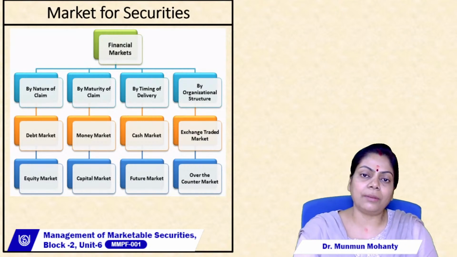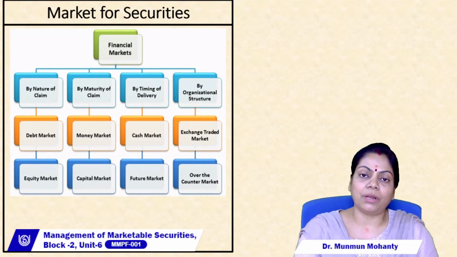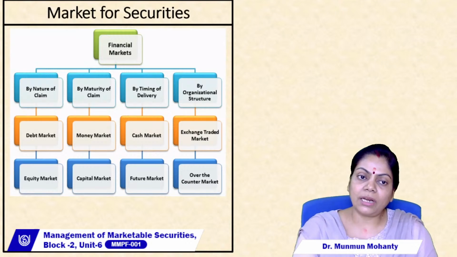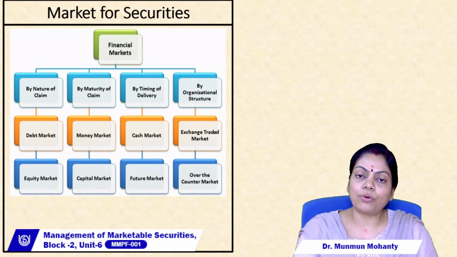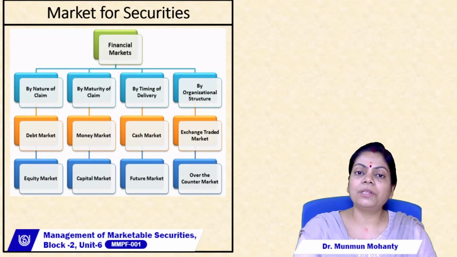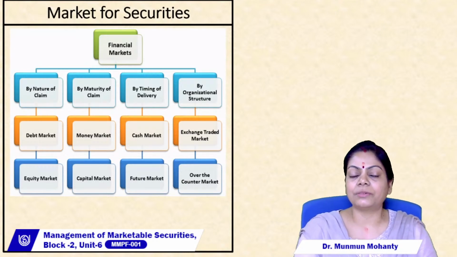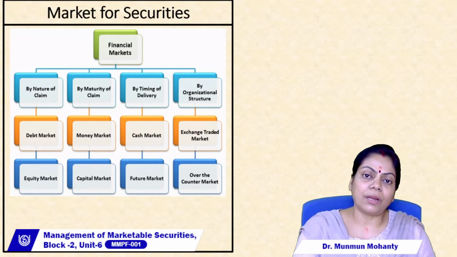By the nature of claim, the market can be divided into a debt market and an equity market. Debt is a loan market where the organizations borrow capital, so the organization has to repay the original principal along with some kind of interest payment. And the other section of the market would be the equity market, which is basically the ownership market.